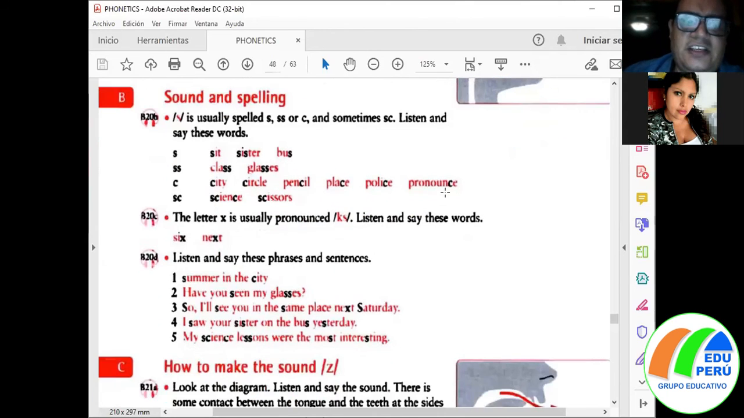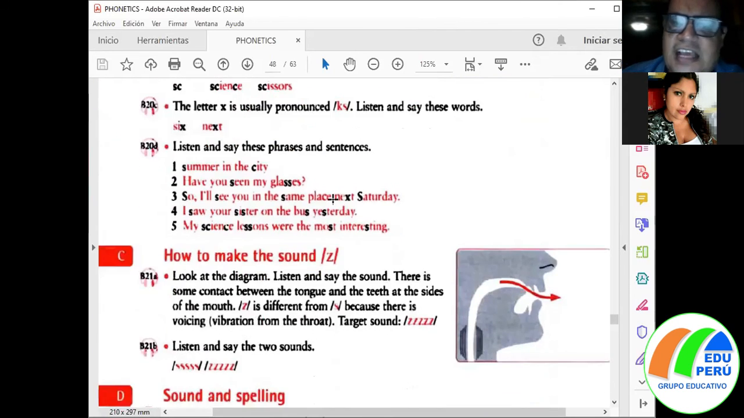The letter X is usually pronounced, here it says always, but it doesn't say always, it's usually, because sometimes, remember, you pronounce this X with the sound G Z, or with the sounds K S. Six, next. Let's pass to the phrases and sentences.